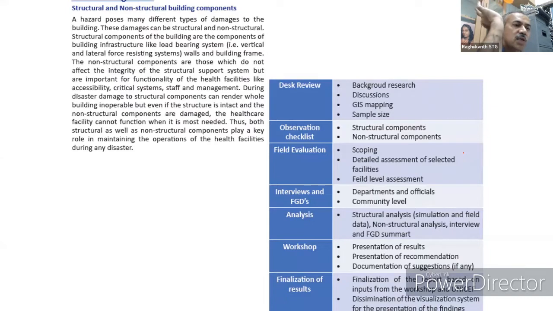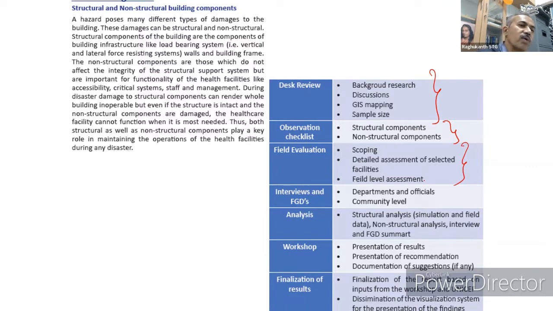There are so many hospital buildings, and the time given to us was only 1 year to complete the work. But we cannot do the entire thing. So how do we proceed? We did background research, GIS, and decided how many samples we can do, the accessibility, what questionnaire to use, the field evaluation, and what type of tests to do.